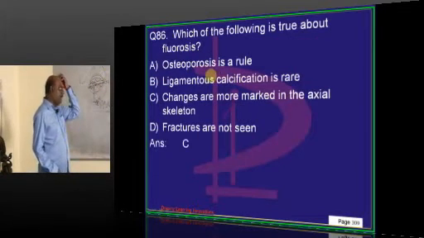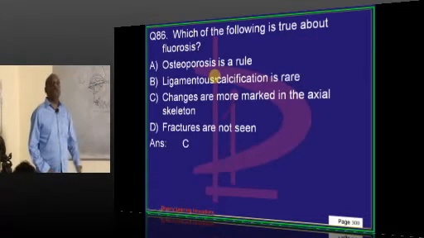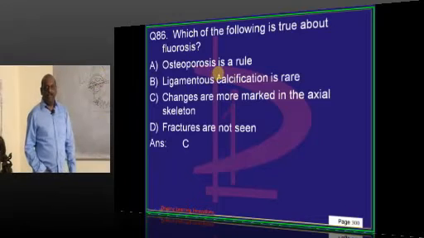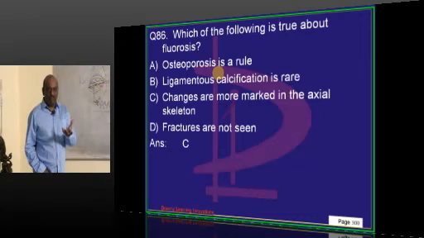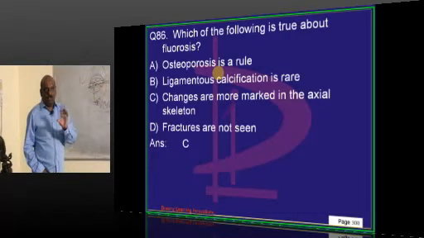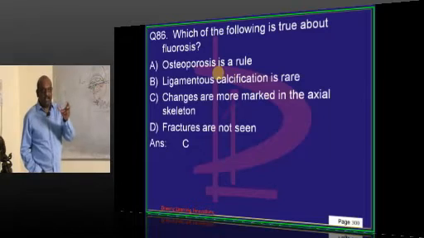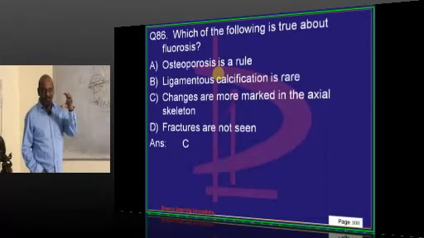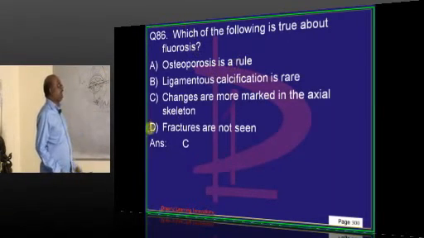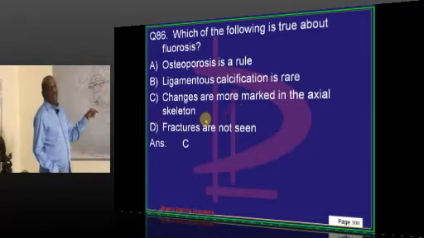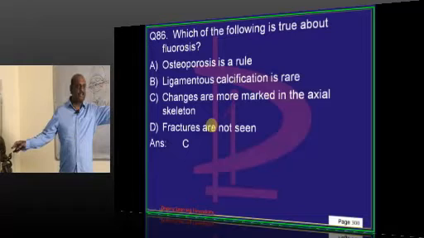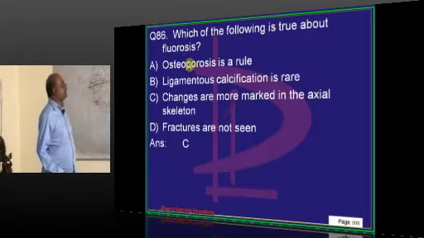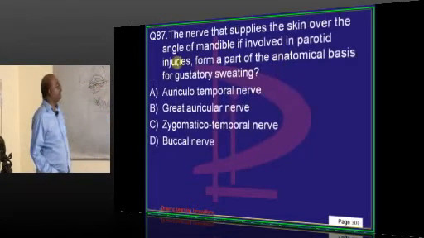Then about fluorosis, what is the important thing? You don't have osteoporosis in fluorosis. You have an increased density of the bone. You don't get glass-like vertebrae, you get chalky white vertebrae. So porosis is not the rule. Then axial skeleton, spine has more changes instead of appendicular skeleton, in case of fluorosis, is what you need to basically remember.